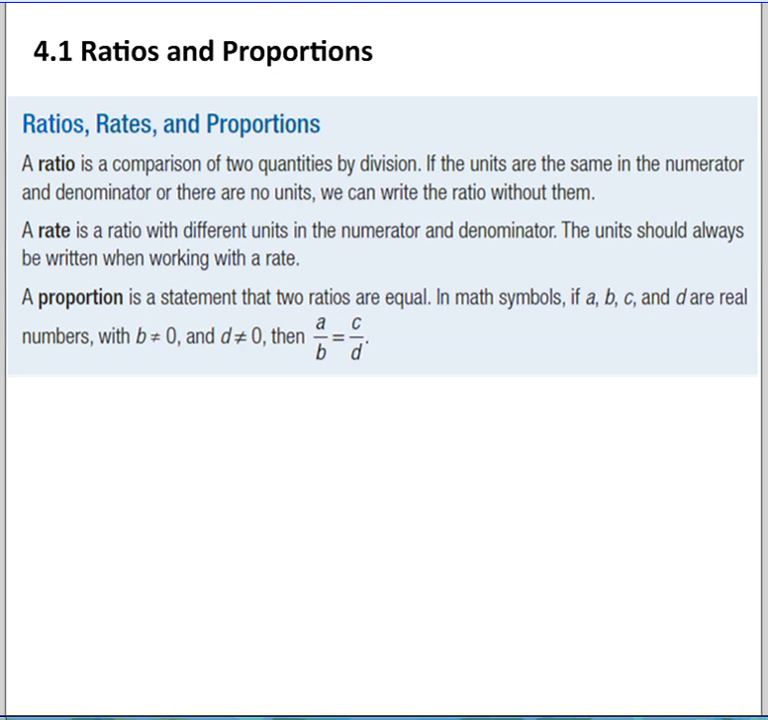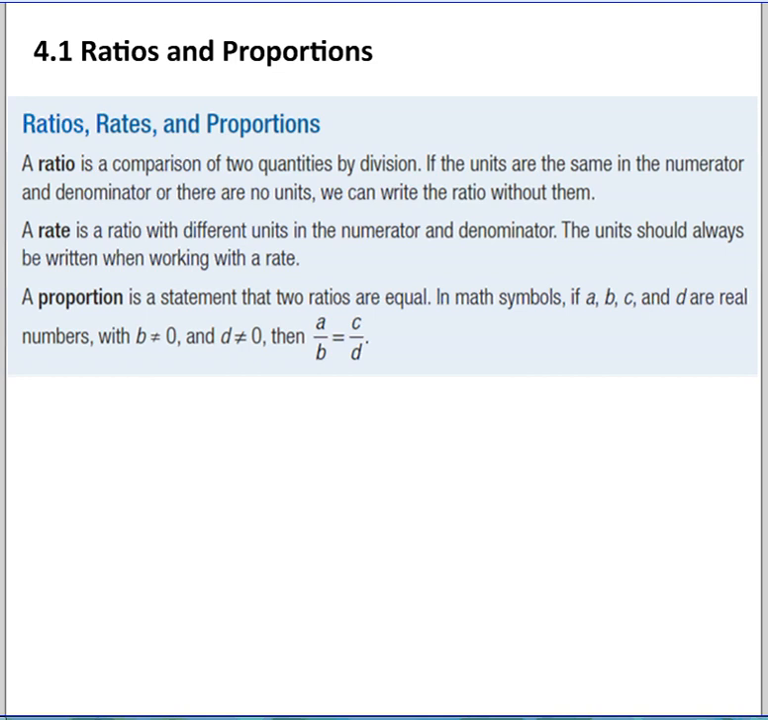A ratio is a comparison of two quantities by division. If the units are the same in the numerator and the denominator, or there are no units, we can write the ratio without them. So what this means is that a ratio is often written as a fraction, and the fraction bar is used as the division. The numerator and the denominator are the top and the bottom parts of the fraction. And again, if the units are the same, then you can write it without them because the units will cancel each other out from the top to the bottom.